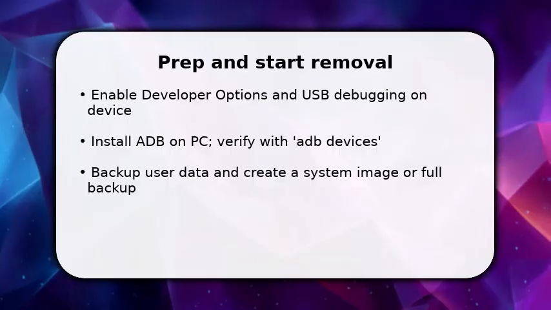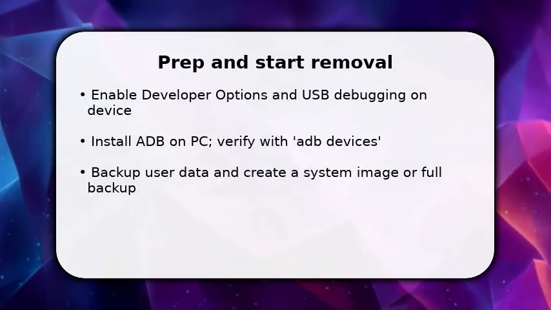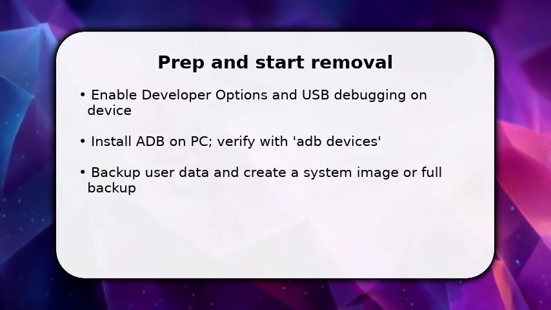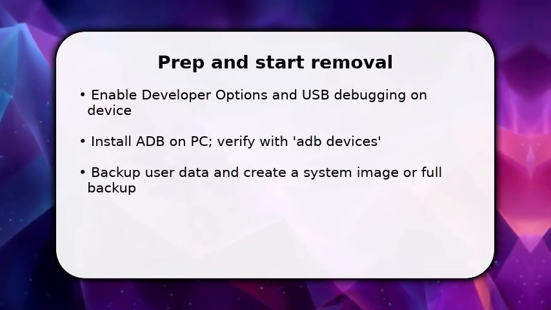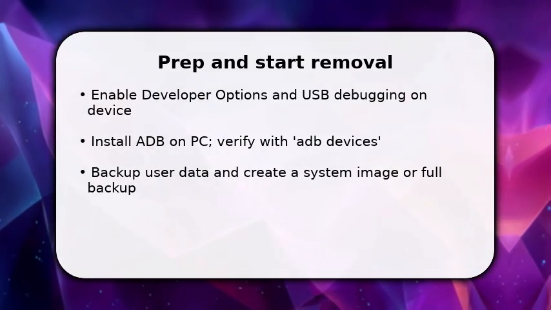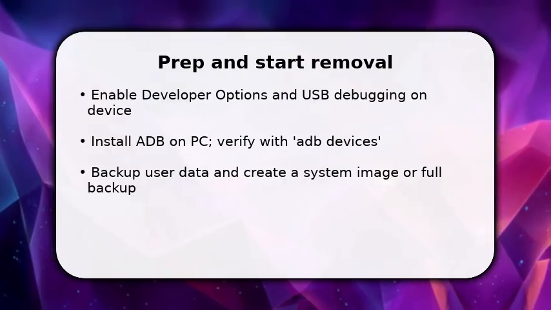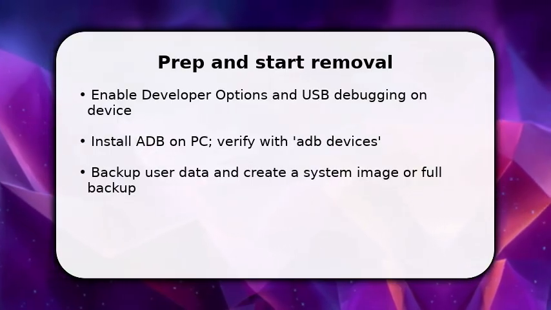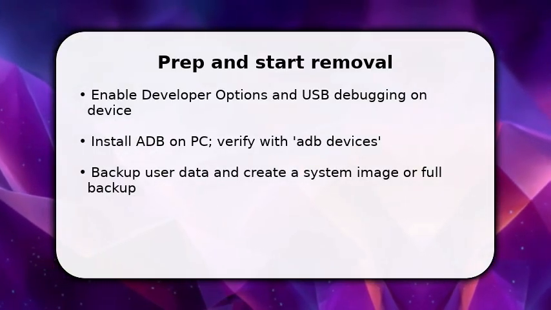Enjoy the video. You begin by enabling developer options and USB debugging so your computer can communicate with the phone. This is required. Install ADB on your PC and confirm connection with adb devices. Once connected, make a full backup or system image to restore if needed. Removing system apps can brick a device.